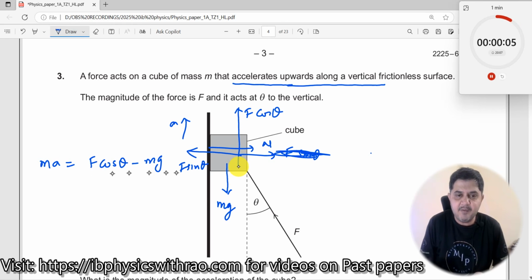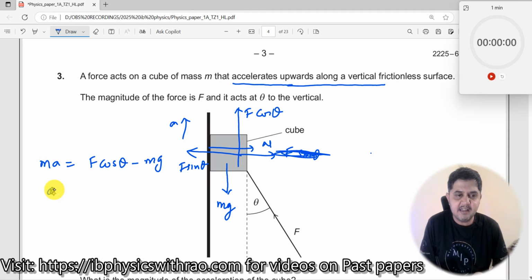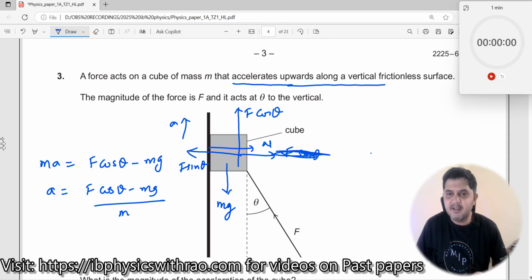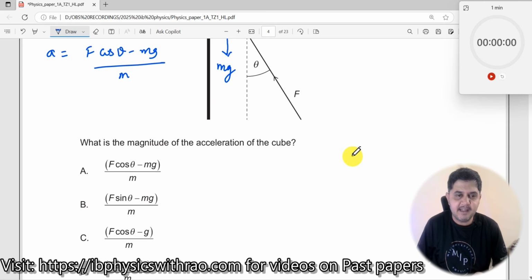So now we get this one here, and I need to get the value of a. Therefore, a is equal to F cos theta minus mg, divided by m. Let us see what is the answer here. The magnitude of the acceleration of the cube is F cos theta minus mg divided by m.